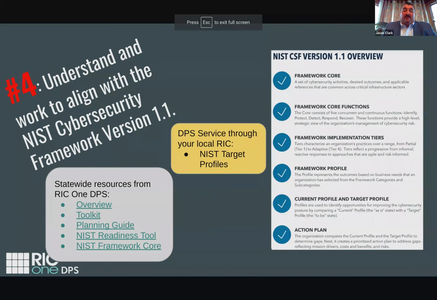So that's what a lot of districts in our area are starting to work on and starting to look at, to become more compliant with Ed Law 2D.